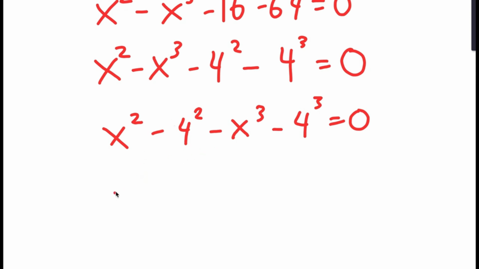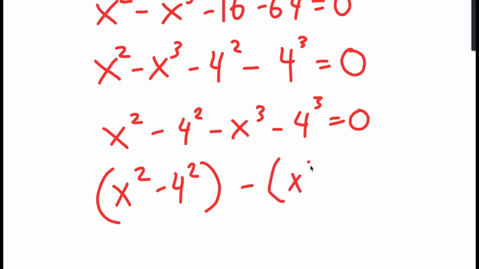So now, there's two properties that I'm going to use. And before that, I'm going to write this as x squared minus 4 squared, and I'm going to group this minus x to the power of 3 plus 4 to the power of 3. We put this plus because this negative sign distributes.